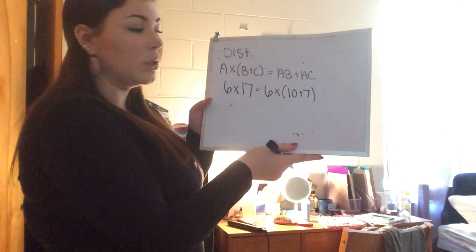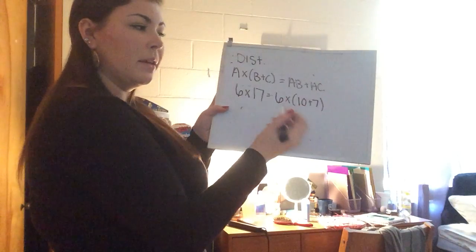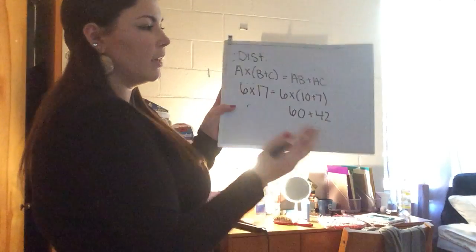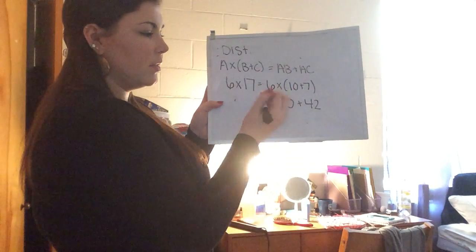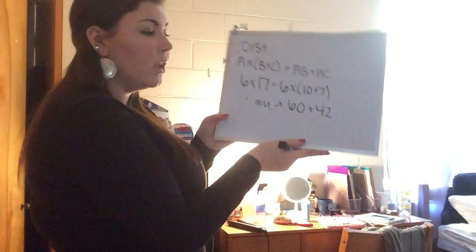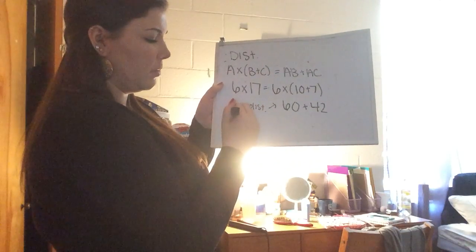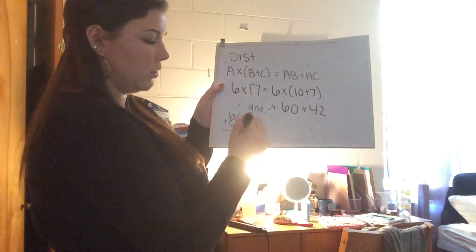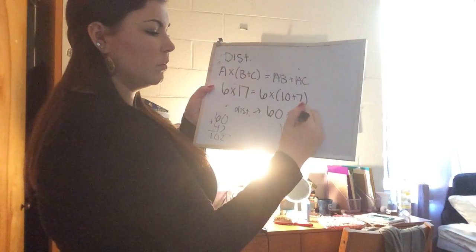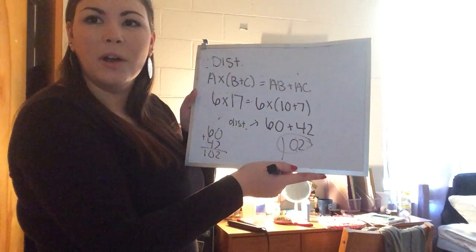So now we're going to use the distributive property. So 6 times 10 is 60, and 6 times 7 is 42. So as you can see, we did it up here. There it is, distributive property. Note it. So now all we have to do is add up these numbers. 60 plus 42 is 102. And there we go. That's our problem all solved out.